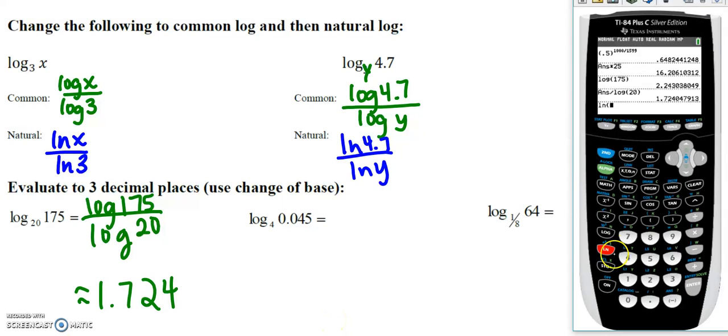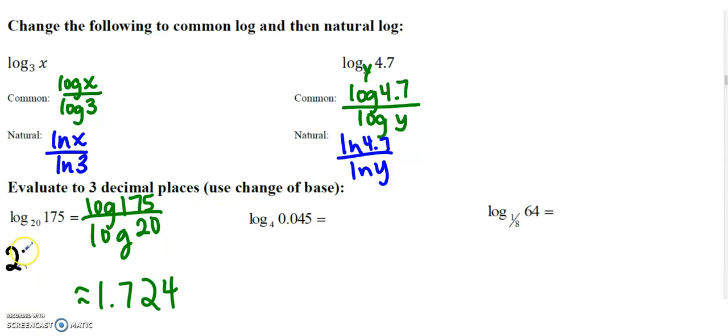So for instance, if I had done the natural log of 175 divided by the natural log of 20, I get the same answer. And what that question is answering for us is 20 raised to what power gives us 175? Well, it makes sense that our answer is between 1 and 2, because 20 to the first is 20, and 20 to the second is 400. And 175 is somewhere in between 20 and 400. So use your calculator and go ahead and evaluate the next two using change of base, either with a common log base 10 or a natural log base e.